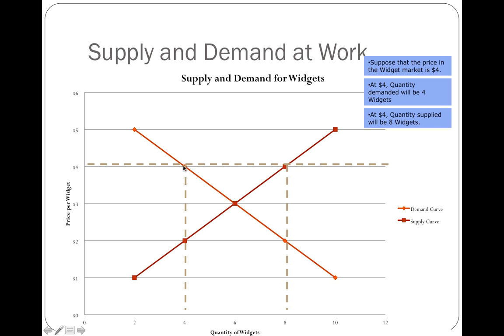I have a demand of 4. The difference between 8 and 4 is 4, so that my surplus is 4 widgets. I have 4 widgets too many. That's how many will be left on the shelf or will not be purchased.